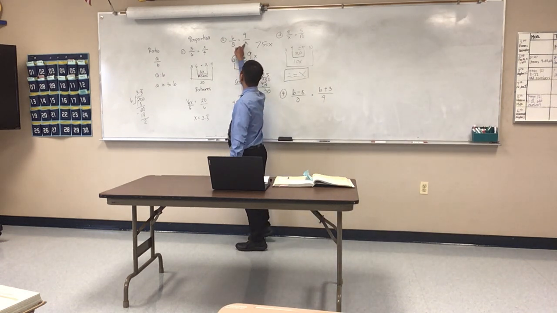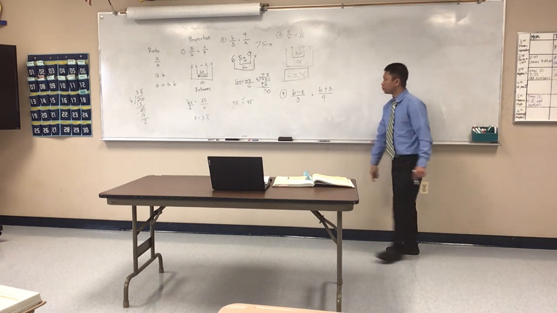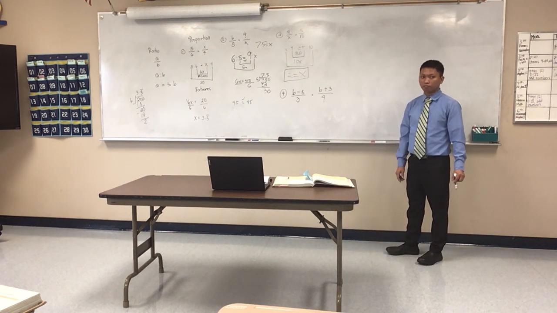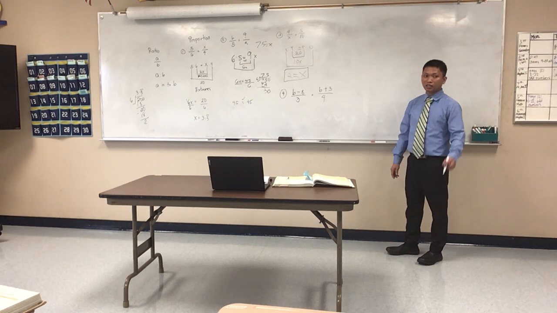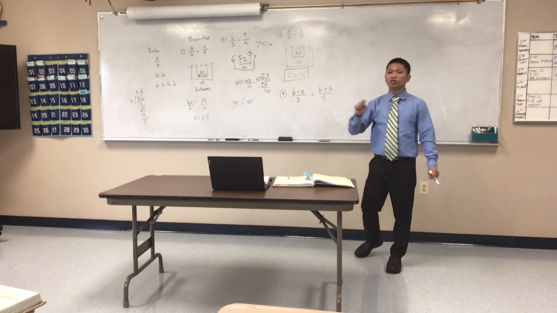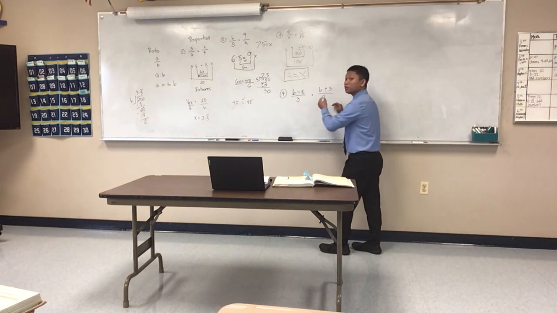So 6 times x, we have 6x, 5 times 9, 45. Can't you do b minus 8 over 3 equals b plus 3 over 4? But it's easier if you follow this one, cross multiplication, so that you won't be confused. Yeah, you can still do it.